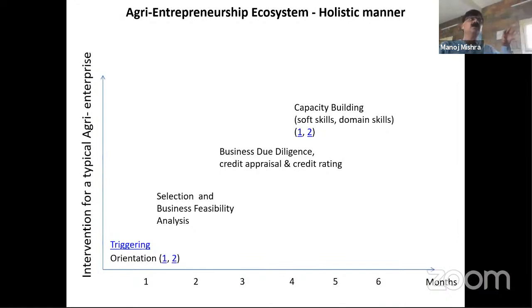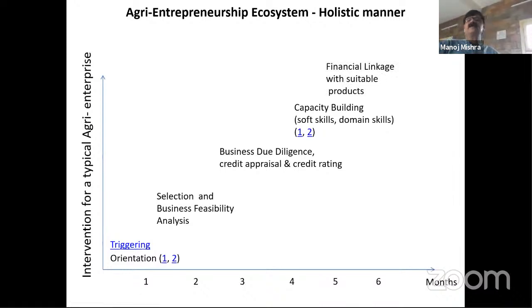Until we have soft skills built in, until we have domain skills built in, we are not able to make the agri-enterprise survive or come to a viable solution. So that's the capacity building that we are referring to, and it is very much required and desired.